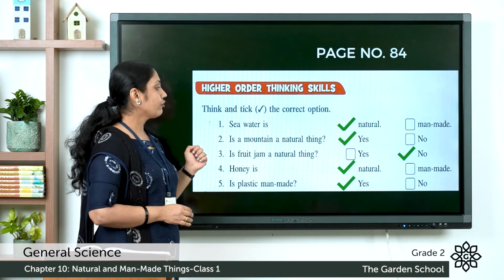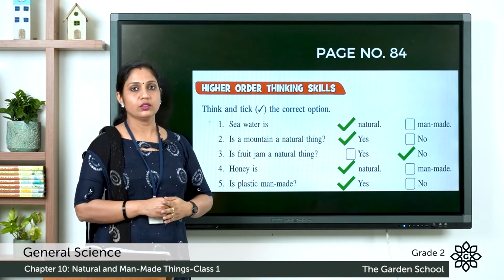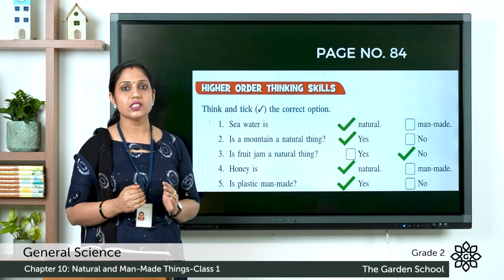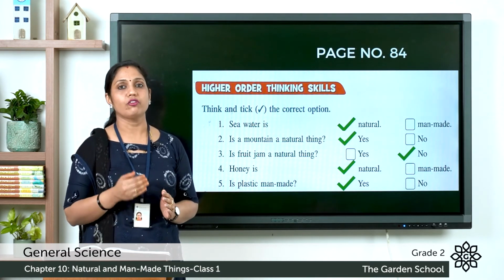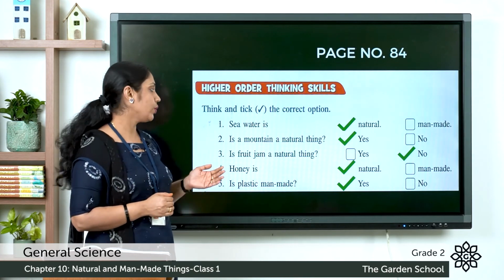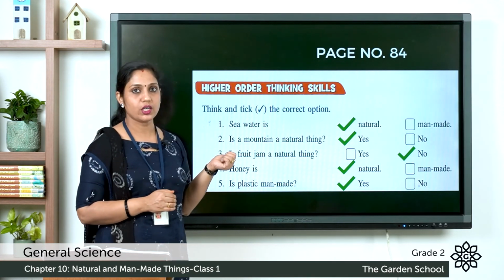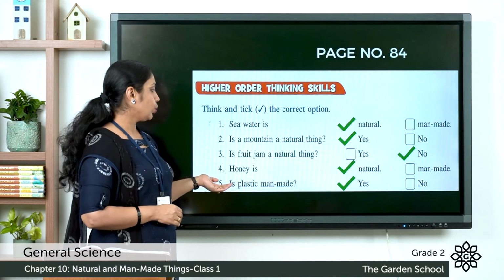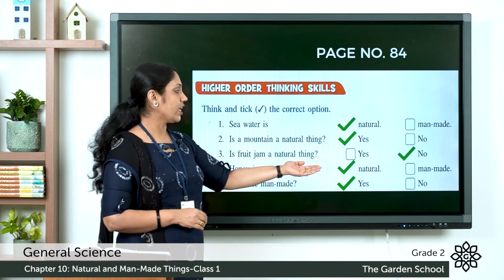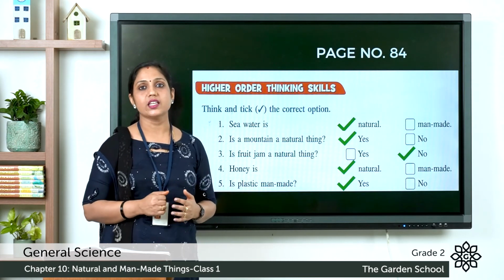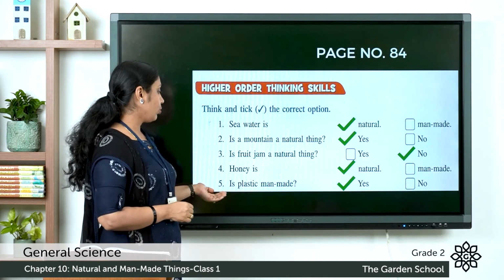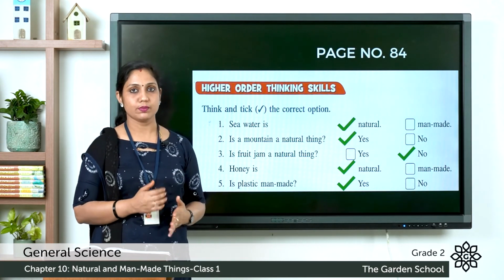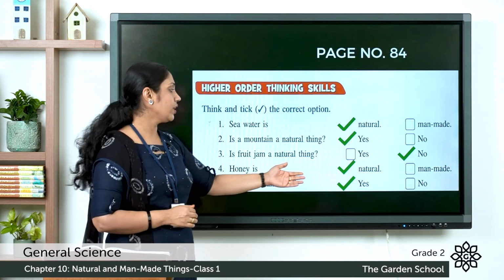Third one, is fruit jam a natural thing? So fruit is a natural thing. We get it from plants or trees. But is a fruit jam a natural thing? No. A fruit jam is made by man. So we cannot say that fruit jam is a natural thing. So you can tick near the option no. Fourth one, honey is natural, man-made. Honey is a natural thing. Fifth one, is plastic man-made? Yes or no? Plastic is man-made and you can tick near the option yes.